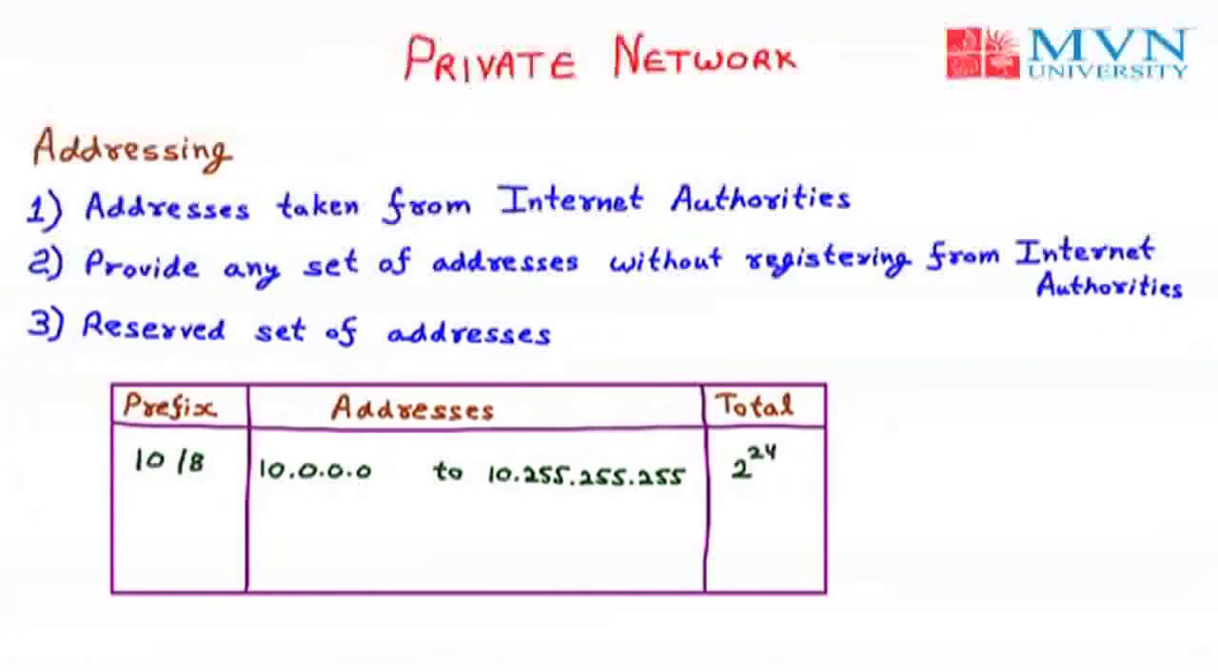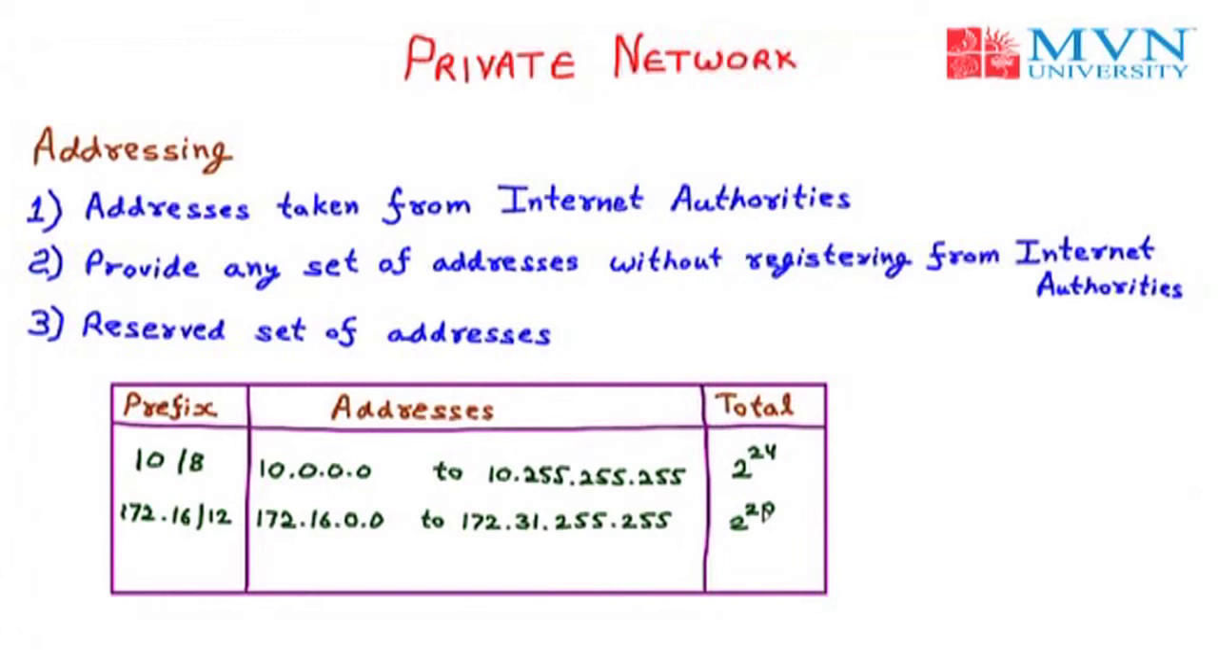Now we have the second range, in which the prefix is 172.16/12, and the addresses range from 172.16.0.0 to 172.31.255.255, and there are a total of 2 raised to power 20 addresses.